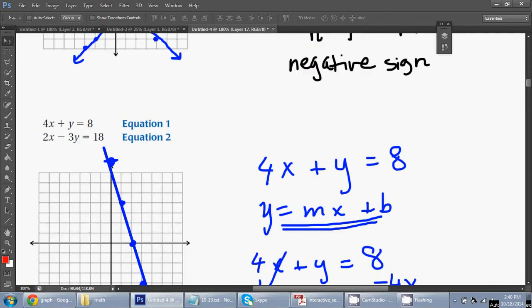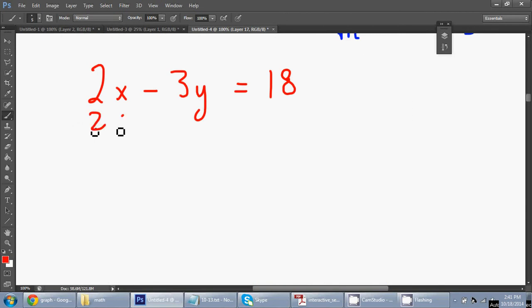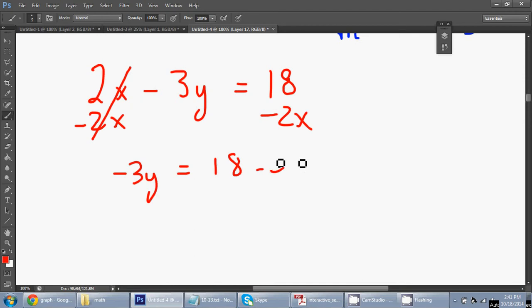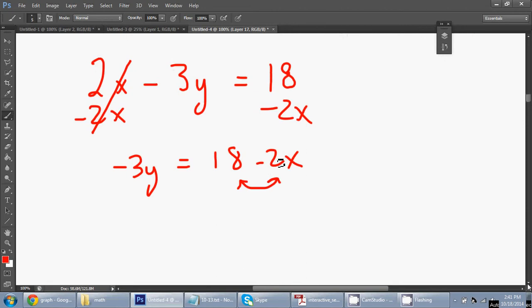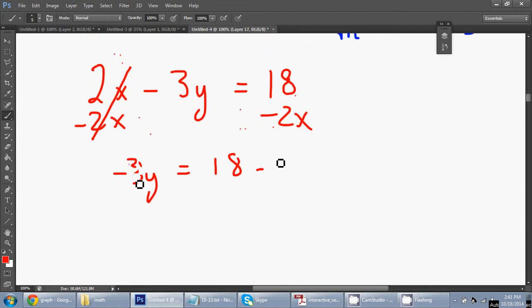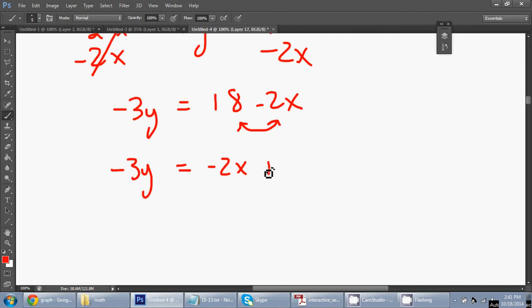2x minus 3y equals 18. So I'm going to come down here and write that. 2x minus 3y is equal to 18. And I want to get this in the format y equals mx plus b. So first I'm going to subtract the 2x from both sides to get rid of it, minus 2x. And that's going to be negative 3y is equal to 18 minus 2x. I'm going to rearrange these terms to get it in the mx plus b format. And so that gives me negative 3y is equal to negative 2x plus 18.